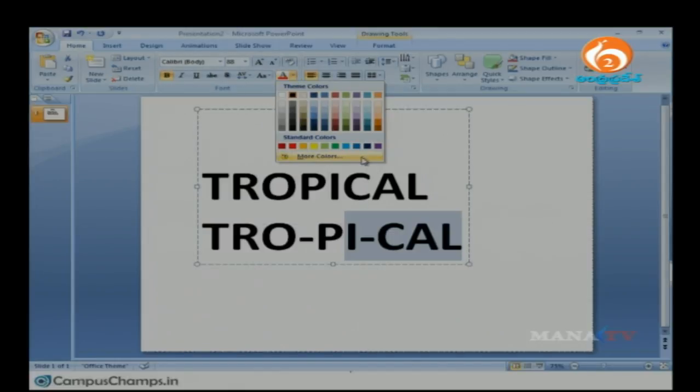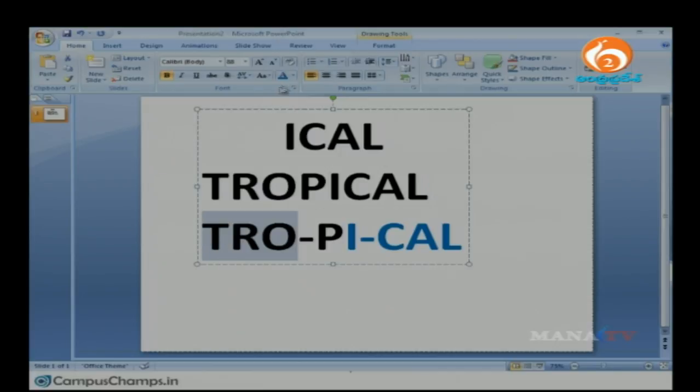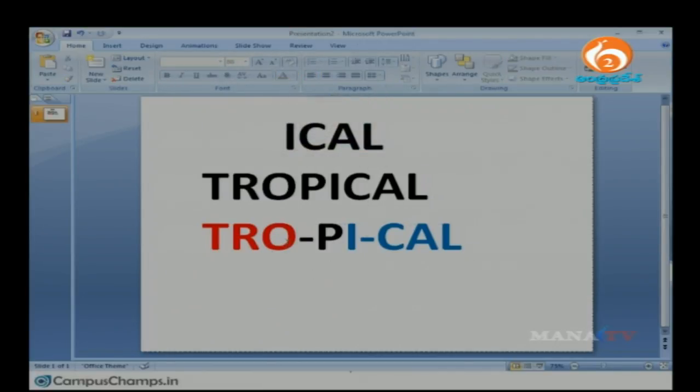So let me change the color. So what is the third last syllable? This is the third last syllable, and we pronounce and we stress here. The pronunciation will take a stress here, and we say tropical. All right.